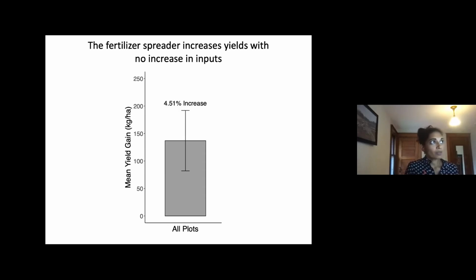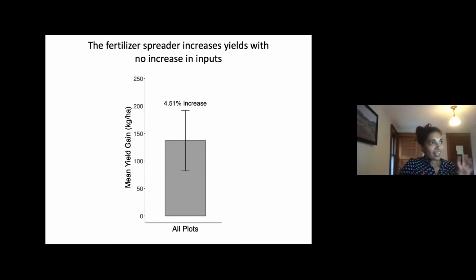And the second reason we think that this intervention is really exciting is we did do a profit analysis and found that within one season, farmers actually make enough extra profits from the improved yields to pay for the fertilizer spreader in 1 year. So even after this intervention, all 100% of farmers wanted to keep using this fertilizer spreader, and they thought it was a really exciting technology.